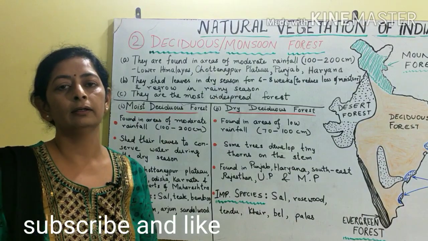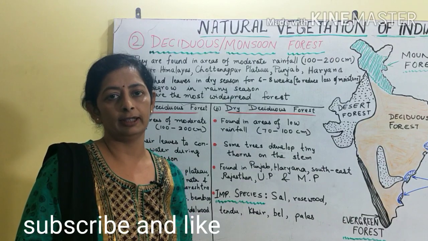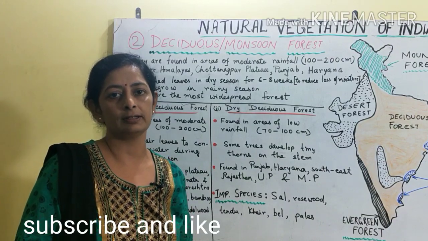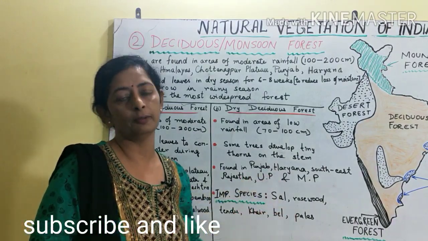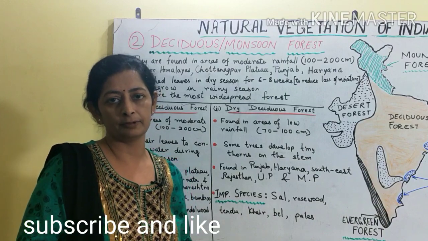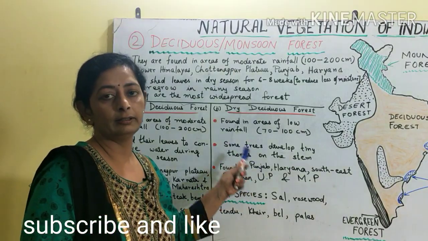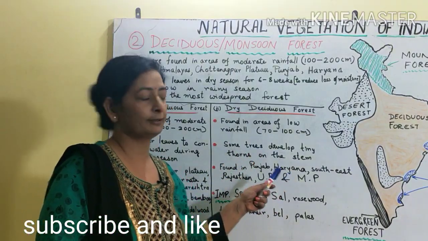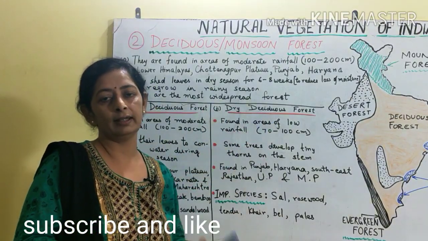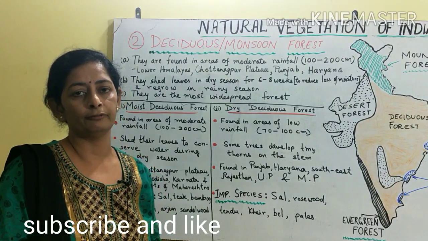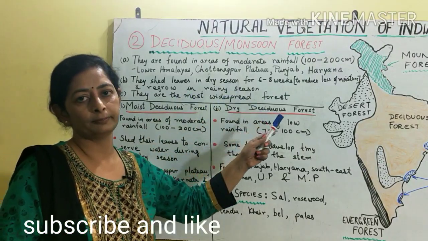What happens is, in summer season, due to high temperature, the loss of moisture takes place. We all know the transpiration process starts. In this process, the moisture is reduced from the barks of the tree and from the stems of the tree as well. So, to reduce the moisture content, the trees start shedding their leaves. And again they regrow in rainy season. In rainy season again they get a lot of moisture, that is in the form of rainfall. So again they regrow. They are the most widespread forest.